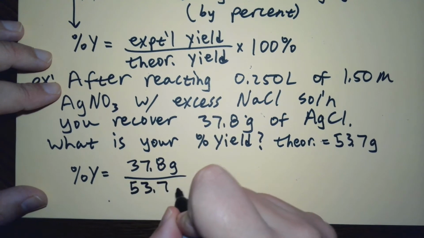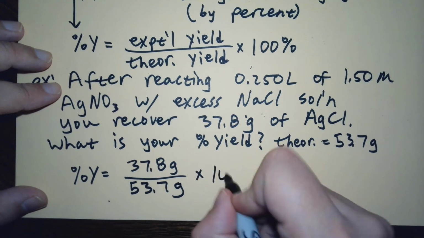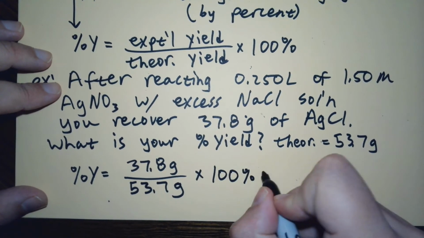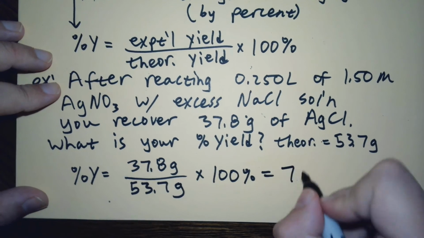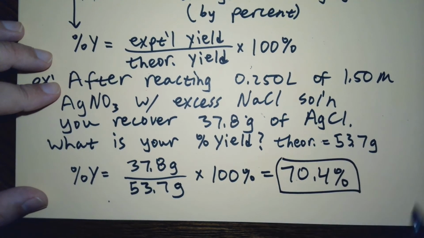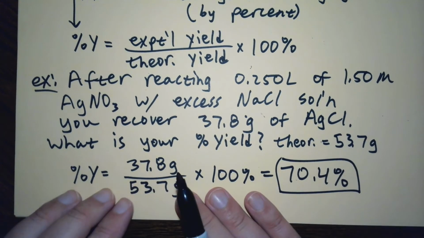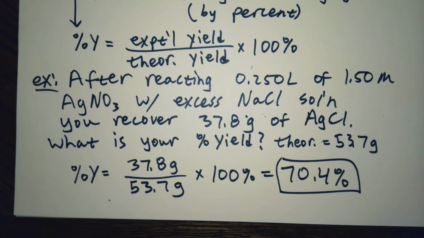And we divide by our theoretical yield of 53.7 grams. We're going to multiply by 100%. And you punch it up in your calculator, and it comes out to be 70.4%. So that's it. So you got about 70% of what you could get, the most you could get. So that's not bad. It's not great. Yeah, it's not bad. And it really depends too on reaction to reaction.